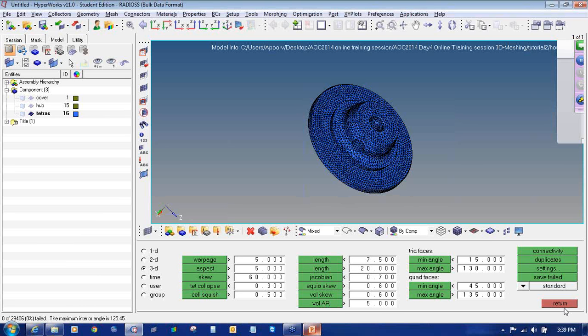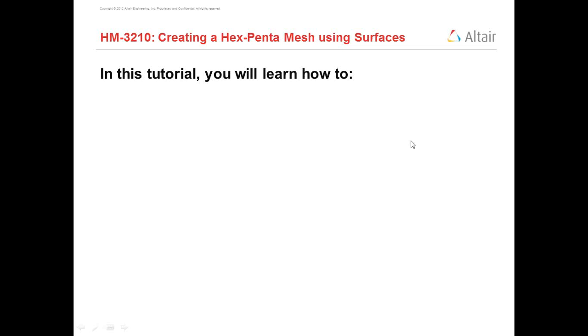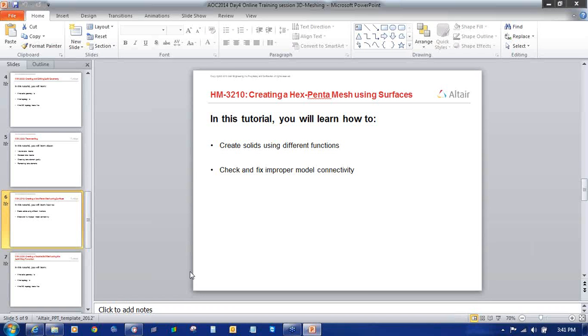So in this way we have ended this tutorial. We'll proceed to the next one. We'll move to the next tutorial, that is creating a hexapenta mesh using surfaces. In this tutorial, we will see how to create solid using different functions, and we will see how to check and fix improper model connectivity.